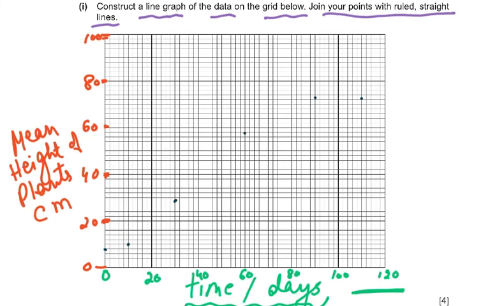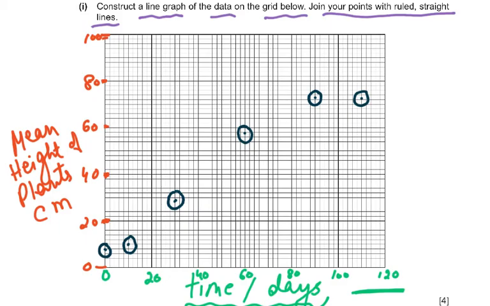Now you can see I've plotted the points, but there is something wrong that I've done. I haven't circled them. You must circle all the points. You must first plot the points and then you must circle all the points. That's one thing which they expect us to do in the graph. And then now you have to join them.